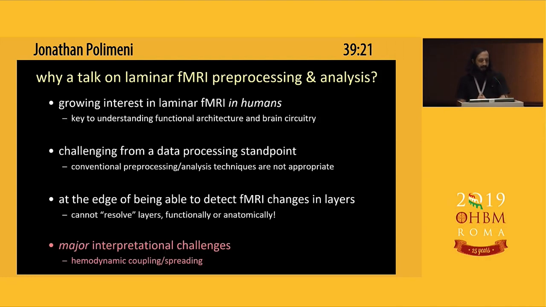And also, it's important that there are some major interpretational challenges when it comes to laminar fMRI. We've heard about this many times this morning. There's a lot of hemodynamic coupling and spreading across layers, and therefore it's very difficult to infer the underlying pattern of neural activity from the fMRI signals we measure across layers.